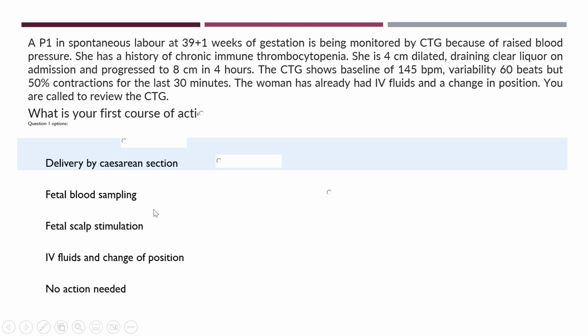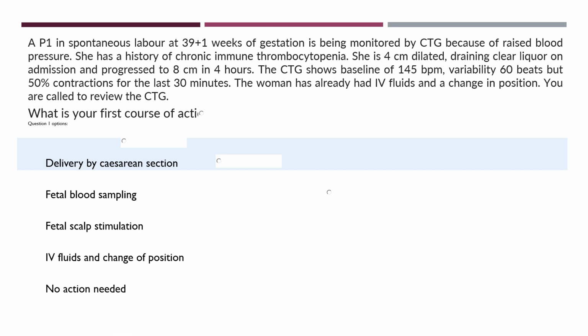So you can't go for a fetal blood sampling. In that situation, it's better you go for delivery by cesarean section. Always think about the scenario and then answer. So here the first thing is that I can see that the CTG is abnormal, because the variability is very high and it persists for 30 minutes.